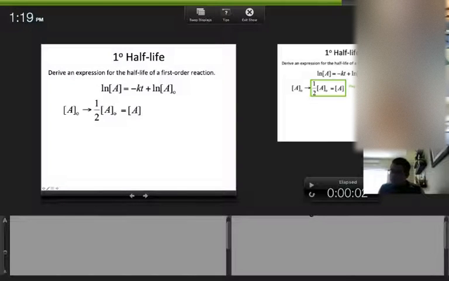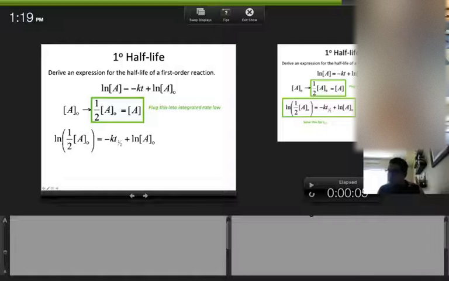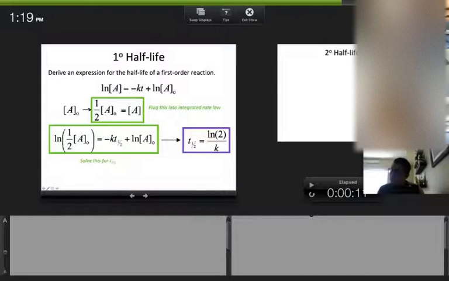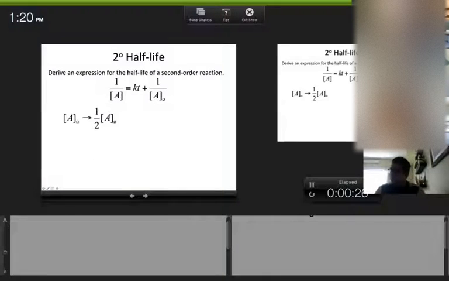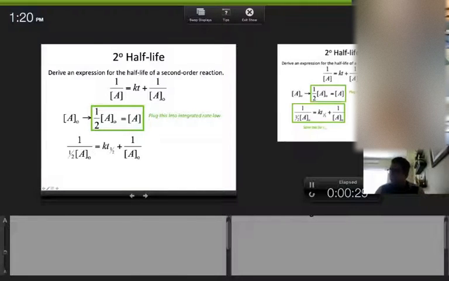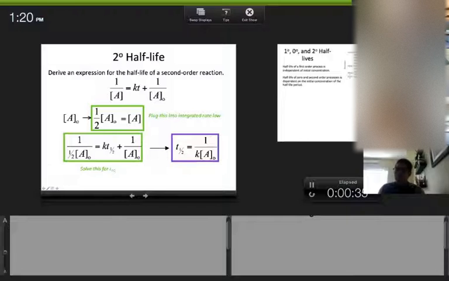For the first order, we do the same thing. We plug it into the integrated rate law, solve for t1/2, and we get log 2 over k. So that's pretty familiar if you've worked with things like radioactivity. That's the radioactive half-life. For the second order, same process, plugging in when does that concentration get to half its value. And then here's our equation for the half-life for second order. So in this case, it depends on that initial concentration and the k. So those are handy to have tabulated as well.